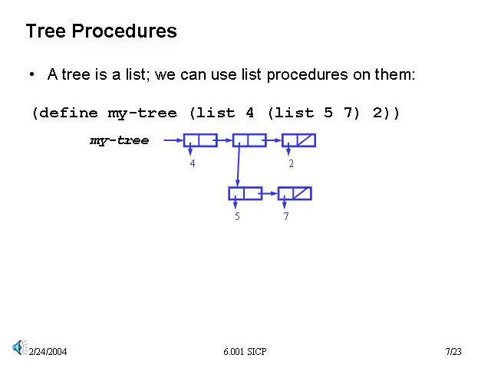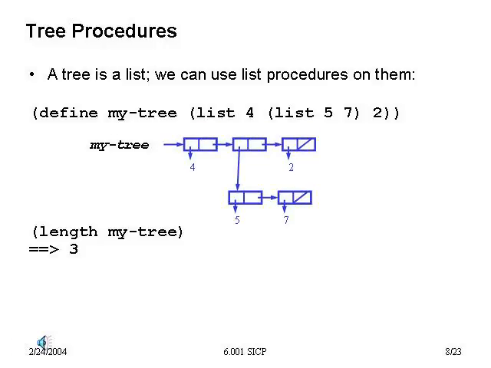Here I've defined a simple little tree. Call it my tree. It's a list of lists, and there's the structure shown in box and pointer diagram. Now, let's suppose we ask for the length of this structure. Remember, length is a procedure that applies to lists. We can certainly apply it to my tree, and it returns 3.